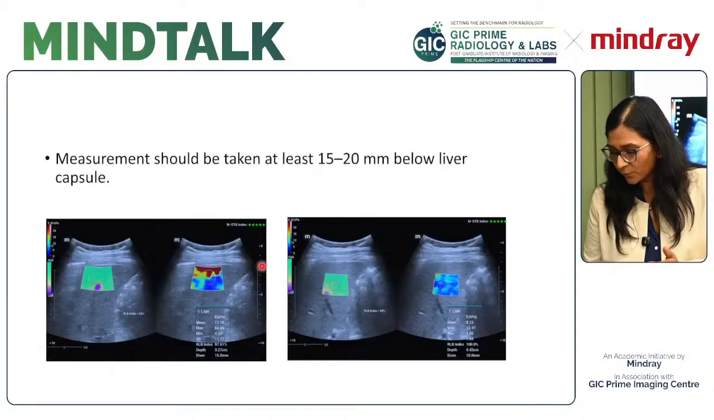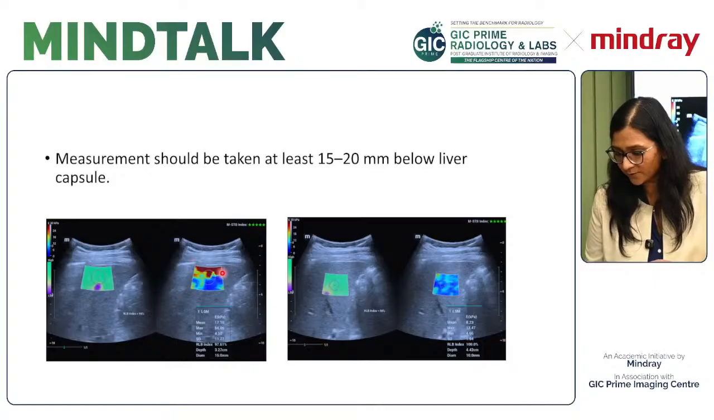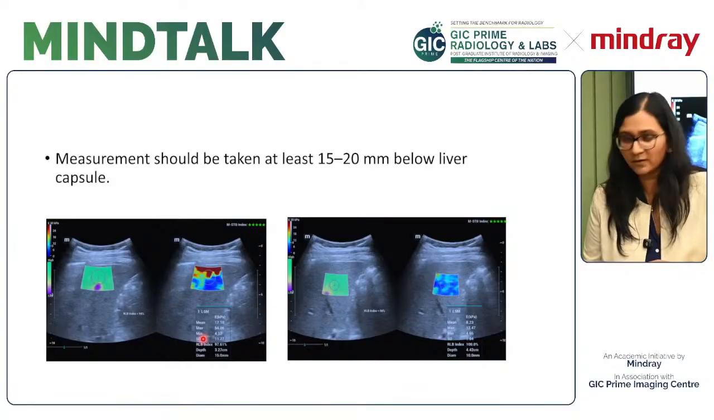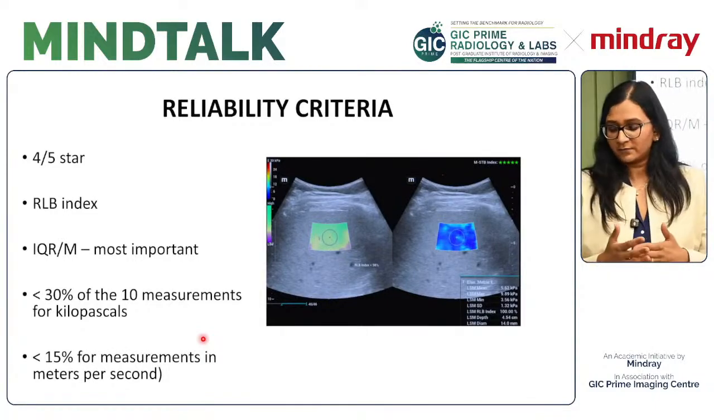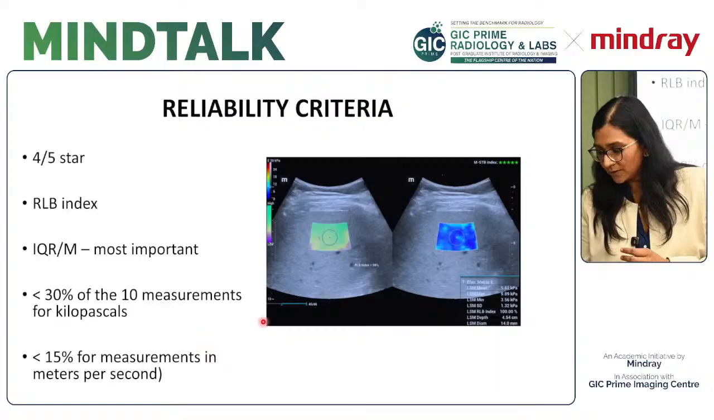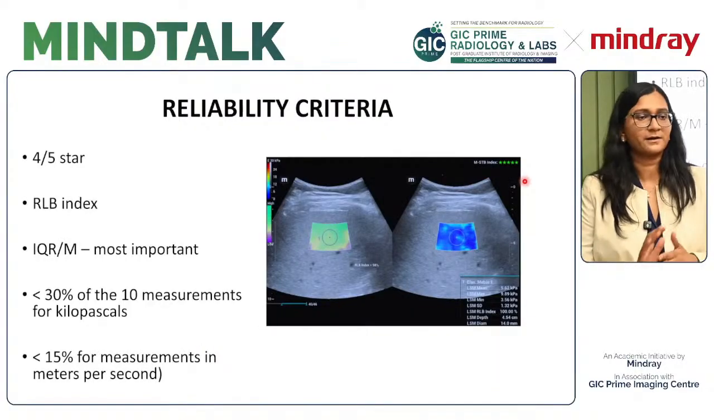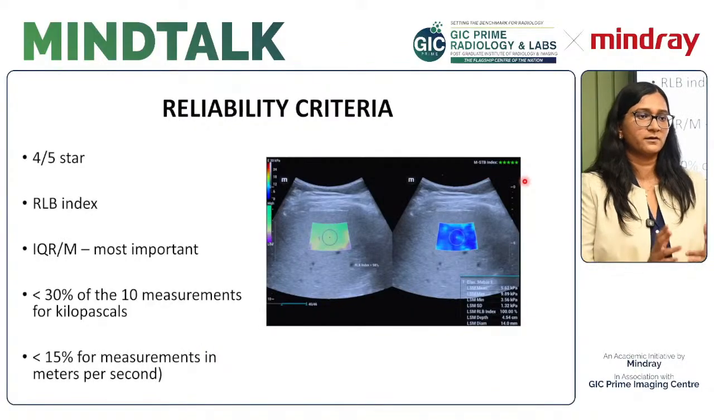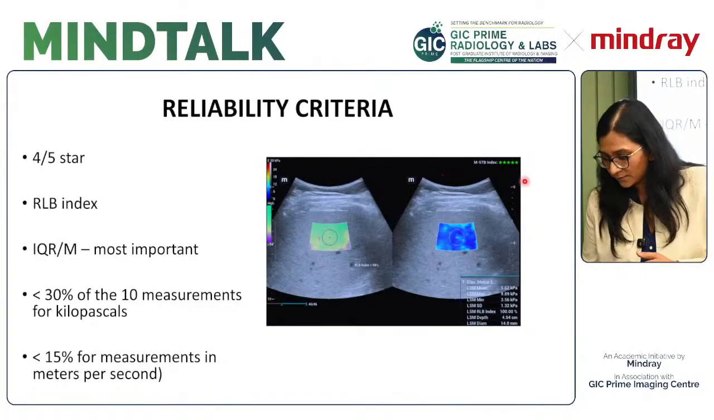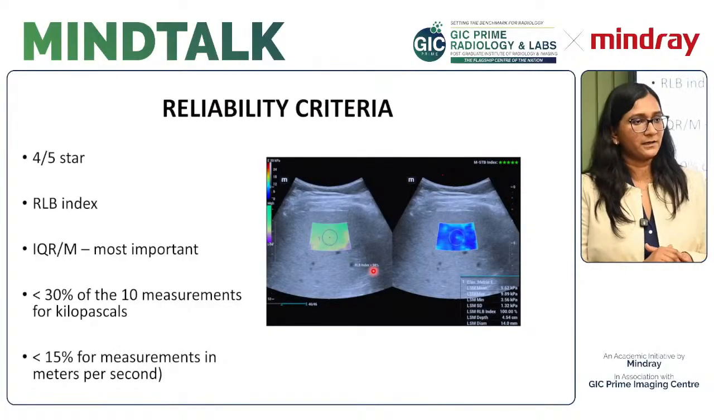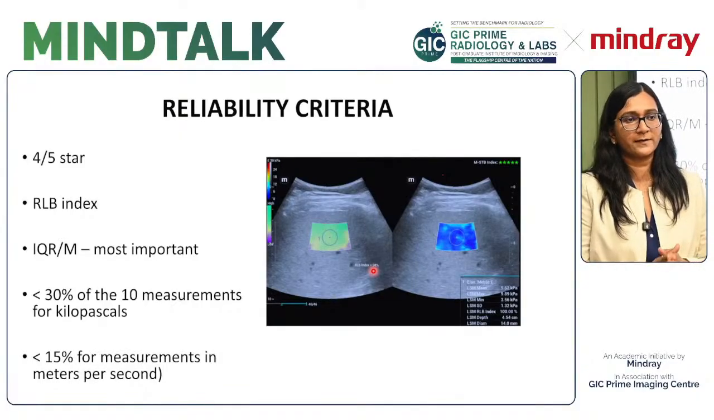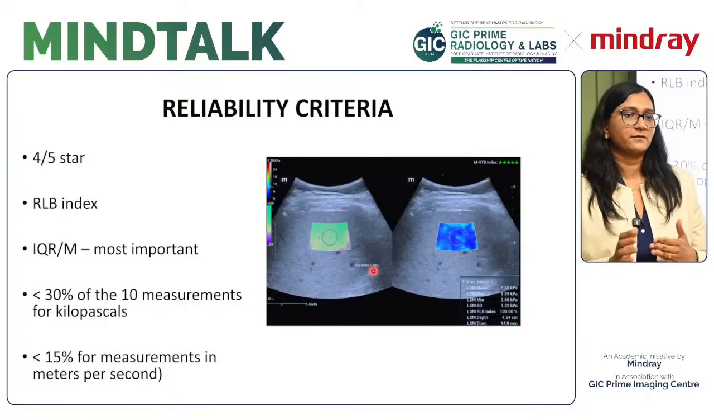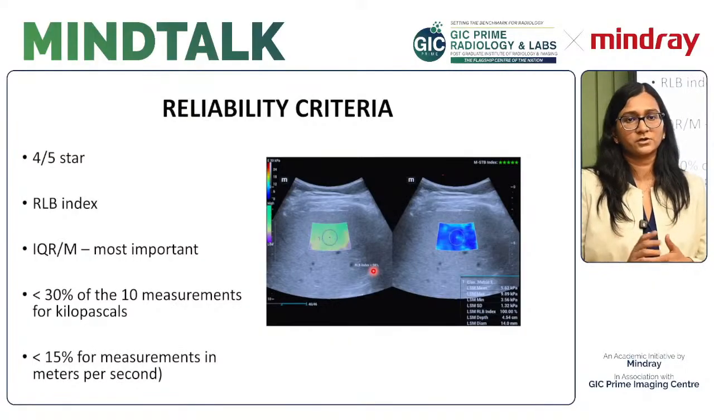Here I have shown the importance of putting the box away from the liver capsule. If we put the box very near the liver capsule, artifacts are present and value may come very high. These are some reliability criteria this machine gives us. As we discussed, here there is motion stability index. It should be at least 4 to 5 star so that we know that it is reliable, accurate measurement. And this is reliability index, which should be more than 80%. The most important reliability criteria is IQR by median, that is interquartile range by median ratio, which should be less than 30% if we are taking 10 measurements in kilopascal.